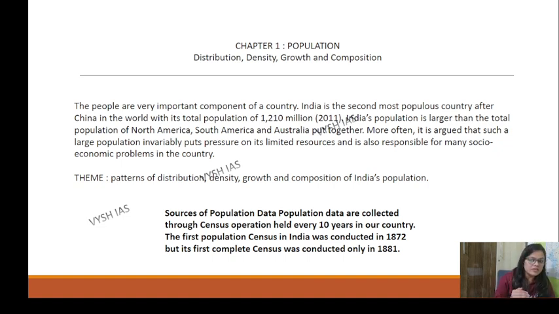We know that we are the people of India, right? So everything starts with the people. The people are a very important component of a country, and India is the second most populous country after China, based on the records, with a total population of 1210 million in 2011. The data is based on 2011, and it's a decadal census.